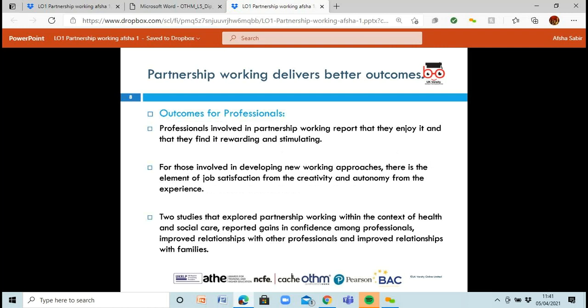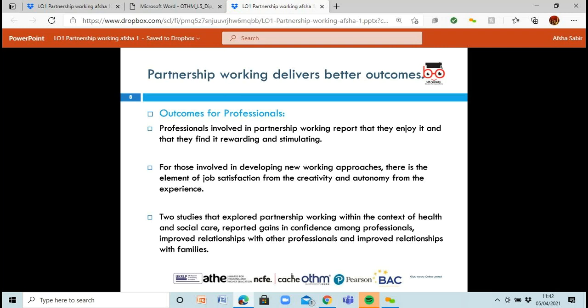We're almost finished with the historical bit. So we've got outcomes for professionals. People within partnerships actually say that it is rewarding, is stimulating, and also that they get to look at new approaches. They get a bit more training, a bit more satisfaction, and it just gets rid of all that boredom they might have got used to, or just doing the same odd tasks every single day. They get to experience different things.